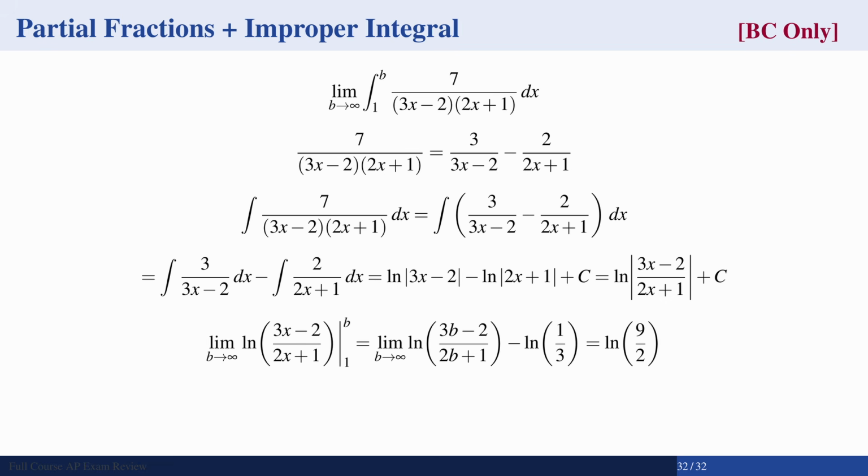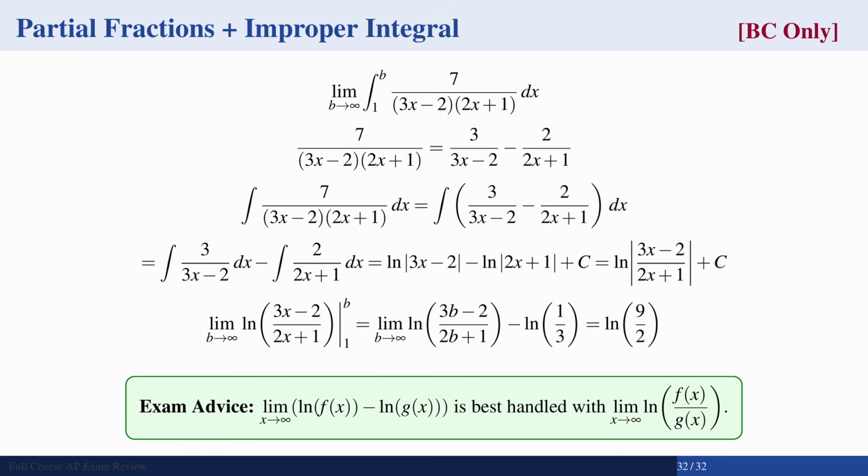But the real takeaway here is when you have the limit as x approaches infinity of the natural log of f of x minus the natural log of g of x, the first thing to do is rewrite it as the limit as x approaches infinity of the natural log of f of x over g of x.